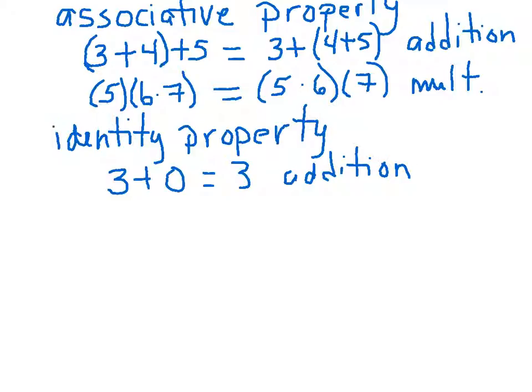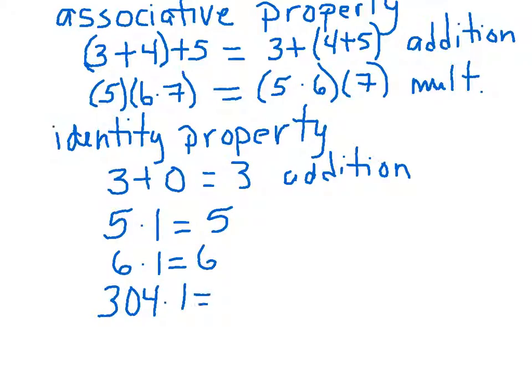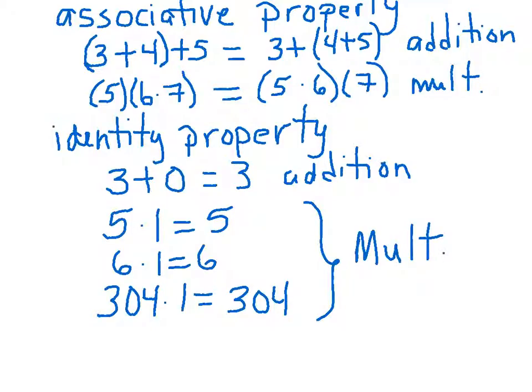And for multiplication, what is it that we do to get the number back? We multiply by 1. So 5 times 1 gives you 5. 6 times 1 gives you 6. 304 times 1 gives you 304. So all that is your identity property for multiplication. Again, getting yourself back is kind of the best way to remember that. Alright, let me move that up. Probably still copying.